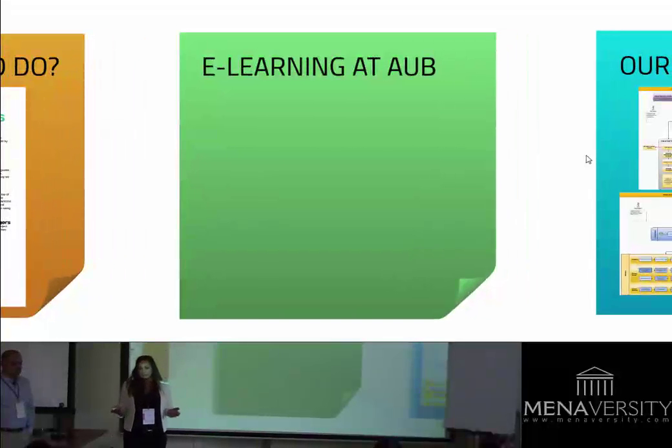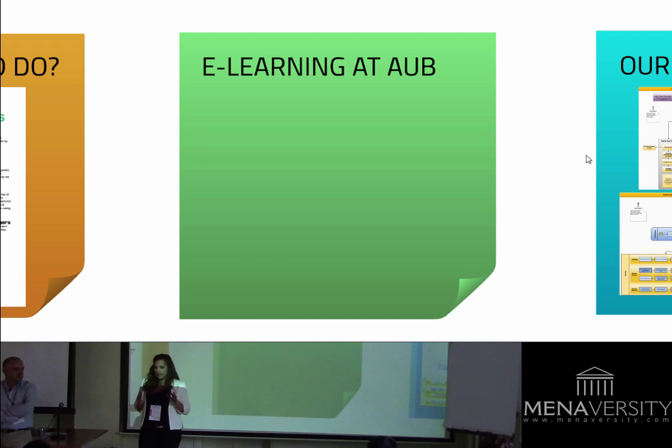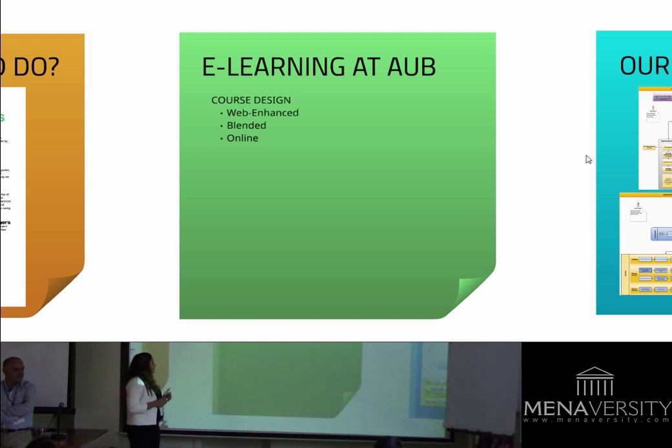Now, e-learning is huge. It can happen in any context. What is e-learning here at AUB? What does AUB have in terms of e-learning? So we were able to group them into 4 main categories. The first is course design.